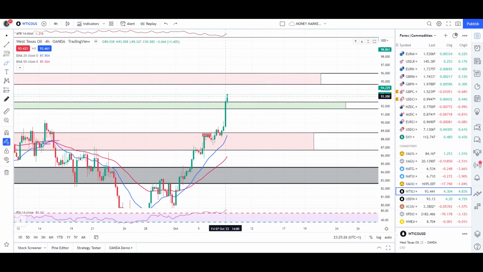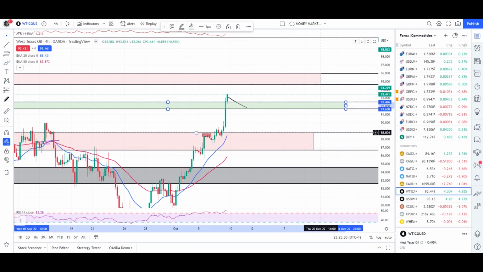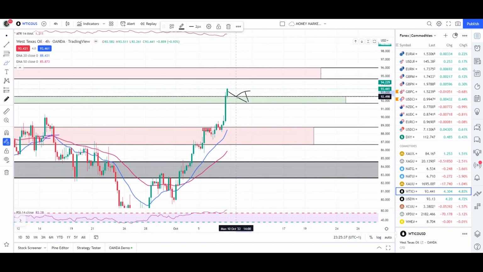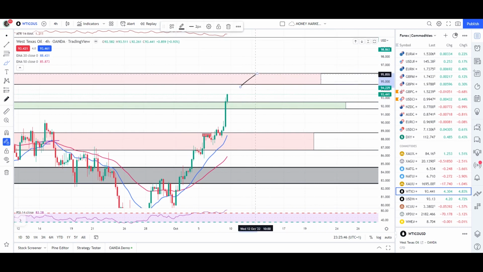So now we can expect some pullback in this zone, which is 91.65 and goes up to 92.48. We can expect a pullback with an engulfing candle, and then we can expect the market to hit the zone above, which I've just mentioned. So keep an eye on both zones. We will sell once the market hits the zone above. So that is it for commodities.